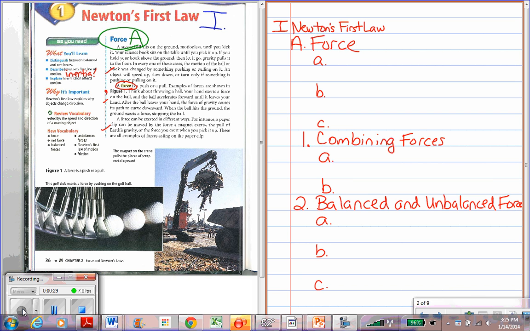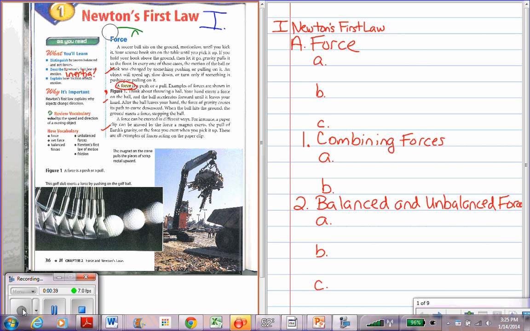A soccer ball sits on the ground motionless until you kick it. Your science book sits on the table until you pick it up. If you hold your book above the ground, then let it go, gravity pulls it to the floor. In every one of these cases, the motion of the ball or book was changed by something pushing or pulling on it. An object will speed up, slow down, or turn only if something is pushing or pulling on it.